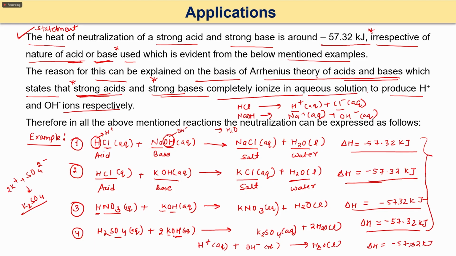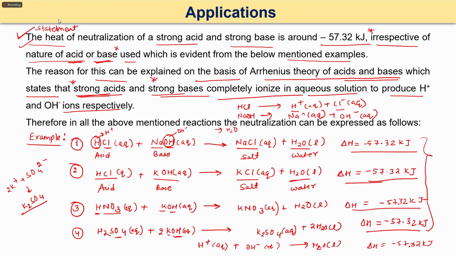Okay, so basically what is happening? There is a reaction between your H plus and OH minus ions in the aqueous solution, which is leading to the formation of your water, and that's why the heat of neutralization of all these reactions is the same. Okay, so this is why they made this statement. So now we know that the heat of neutralization for the strong acid and the strong base is minus 57.32 kJ. Okay, so this is applicable for the strong acid and strong base cases.